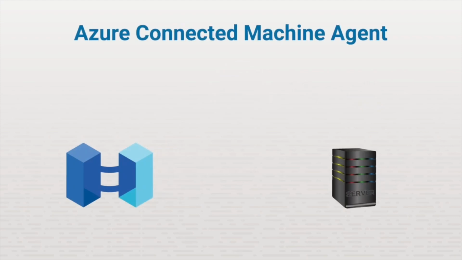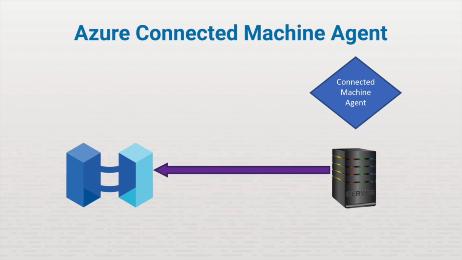When onboarding a server, the Azure Connected Machine agent has to be installed. This agent is what connects the machines to Azure Arc. One cool feature of the agent is that it sends a heartbeat message to the Azure Arc service every 5 minutes over port 443. If Azure Arc doesn't get a signal from the agent, the server will be considered offline and the network administrator will be alerted.